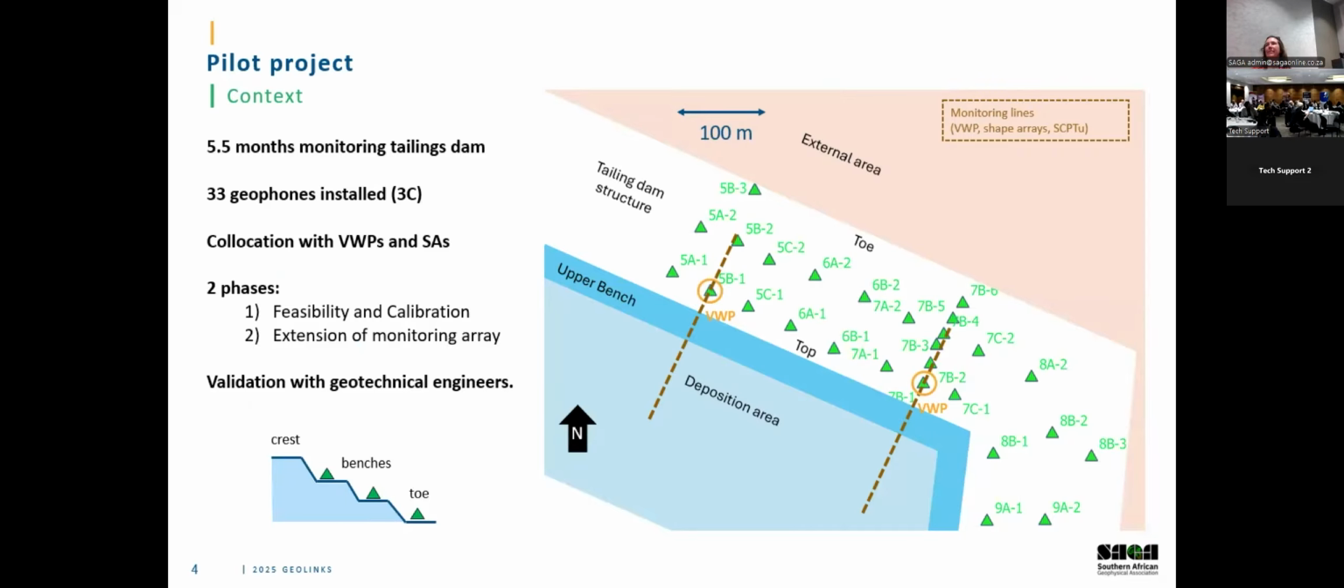So we did a pilot project over 5.5 months of monitoring 33 three-component geophones, 4.5 hertz, installed on the facility. And 2 of them were co-located with VWPs. This was a well-instrumented facility. And those are shown by the orange circles there, those 2 sites. So we were able to compare results with established measurements.